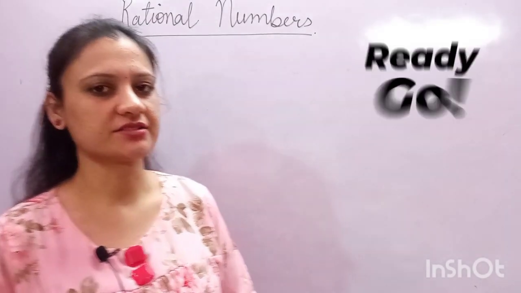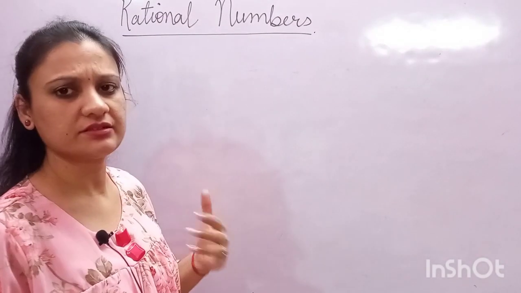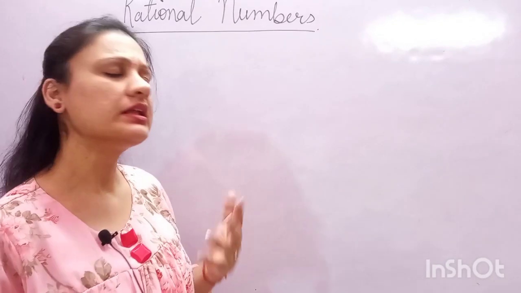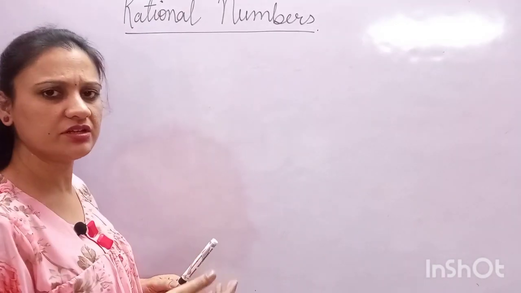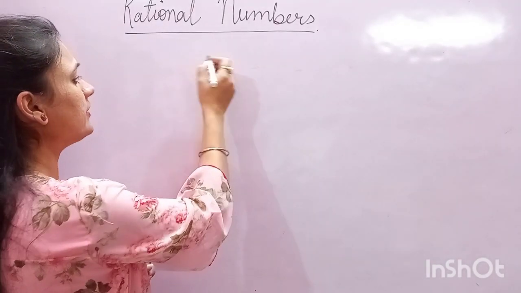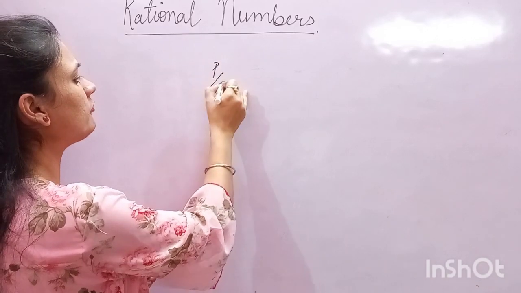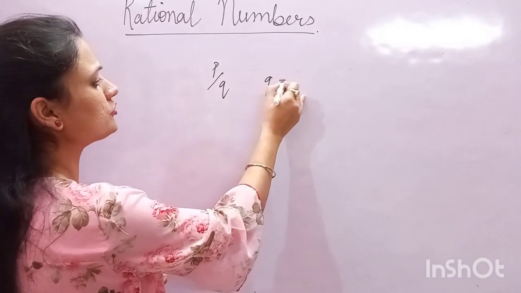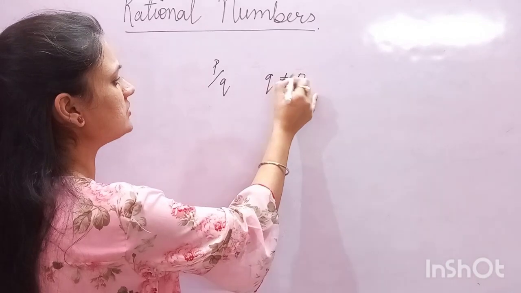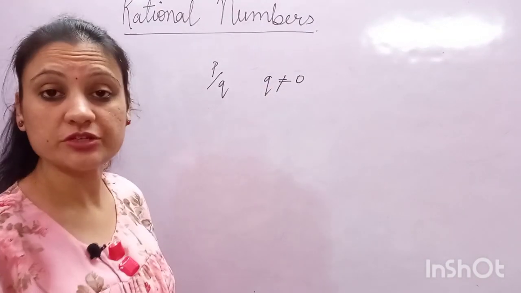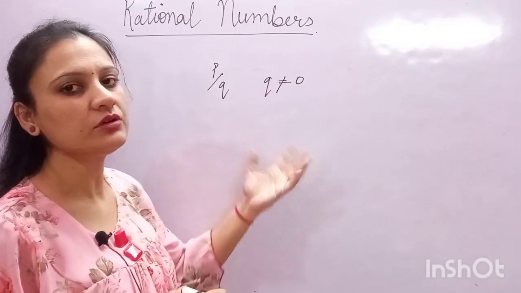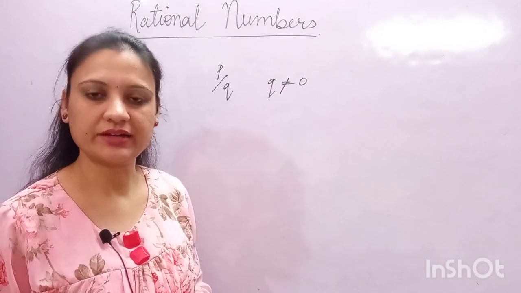So let's start. Before I start the concept of this chapter, let's understand what are rational numbers. Rational numbers are written in the form of p by q, where q should not be equal to 0. Why should it not be equal to 0? Because if it is equal to 0, the answer will be not defined, right?